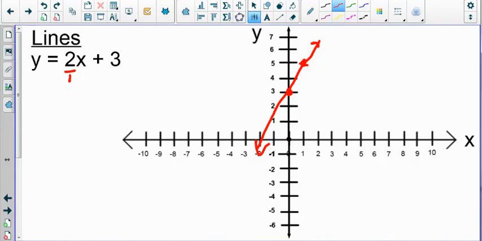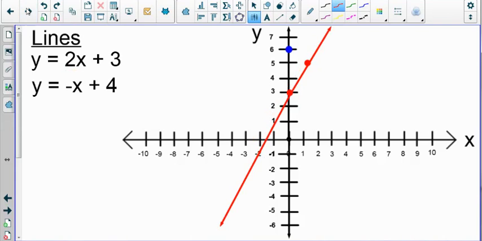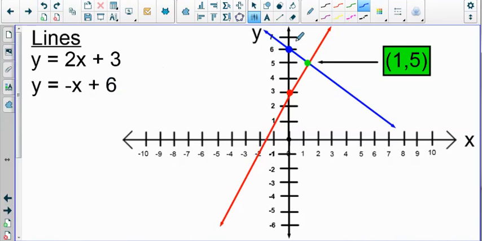Okay, now let's look at another line. I've got y equals negative x plus 6, sorry about that. y equals negative x plus 6. That means it crosses at the 6. This right here is a down 1, right 1. So I go down 1, right 1. And right there's where they cross. And then that is where I would put my line. Okay? So there's what it looks like.